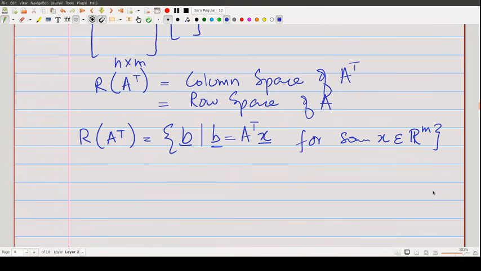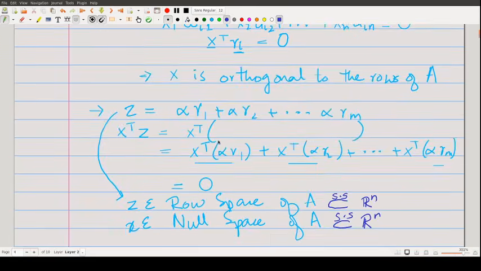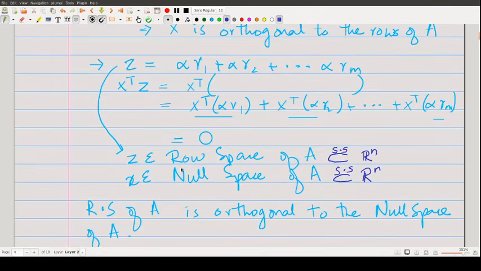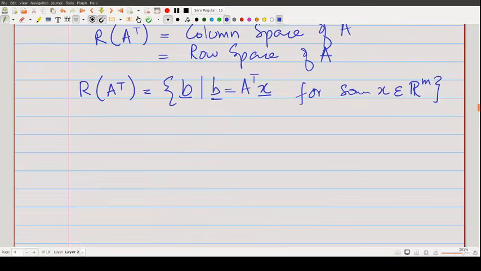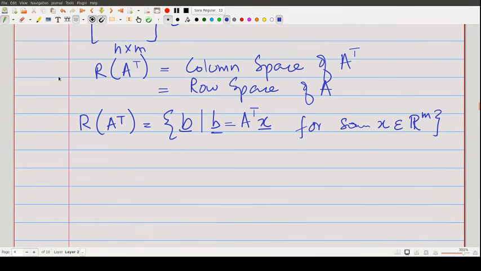And something that we've already seen, something that we saw at the start of the lecture as an example, was that I established that the row space of A is orthogonal to the null space of A. So this row space, which is the same as the column space of A transpose, what I can say is that this range of A transpose is orthogonal to the null space of A. Okay, all right.